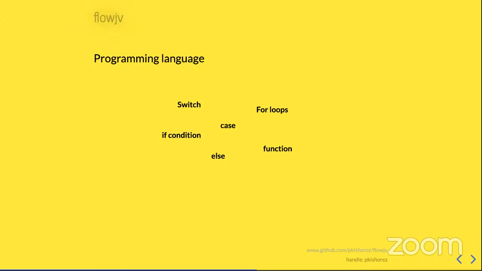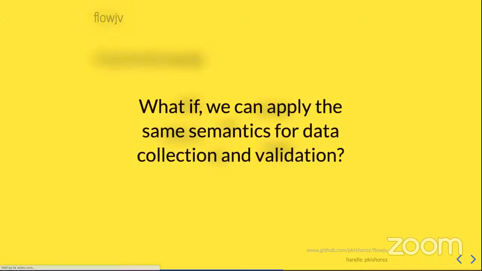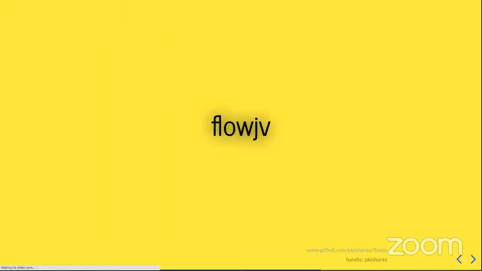In the same way, I have taken the same semantics and applied it to creating forms, right? What if we can apply the same semantics that we are looking at in a programming language in the context of collecting data from users in a form, like from a user in a web application? So that is what FlowJV is all about.